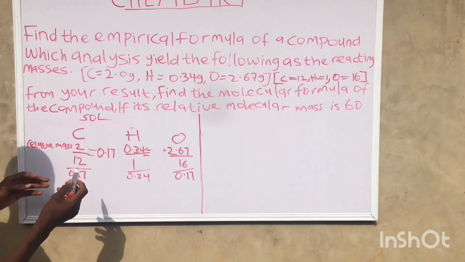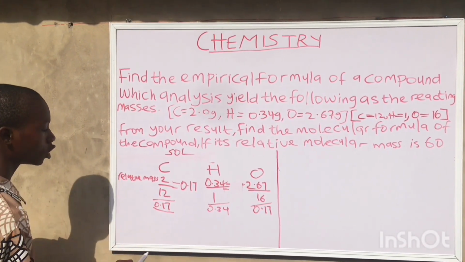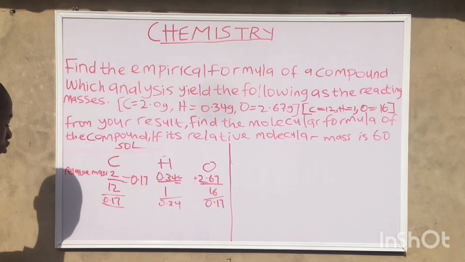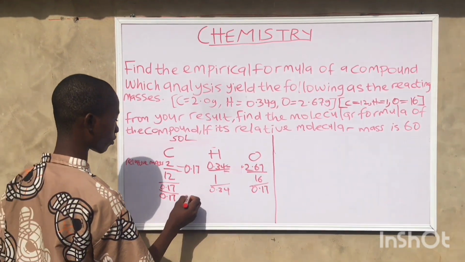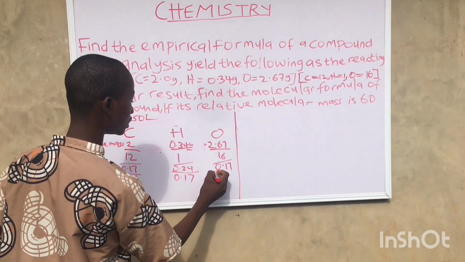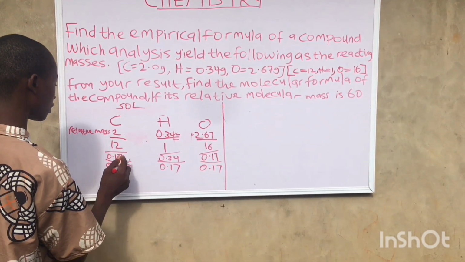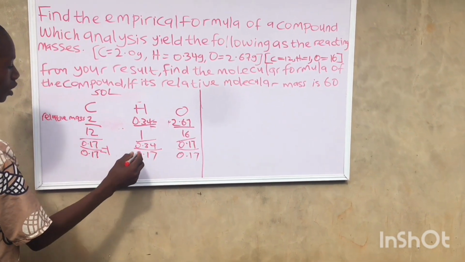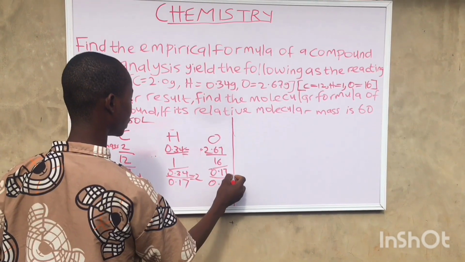We are going to divide by the smallest answer. The smallest one is 0.17. So we are going to divide all our answers by 0.17. 0.17 divided by 0.17 is 1. 0.34 divided by 0.17 is 2. And 0.17 divided by 0.17 is 1.